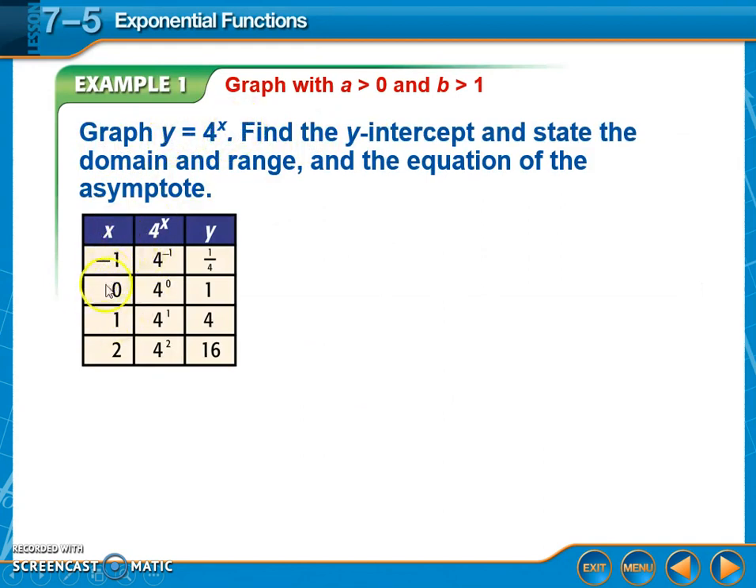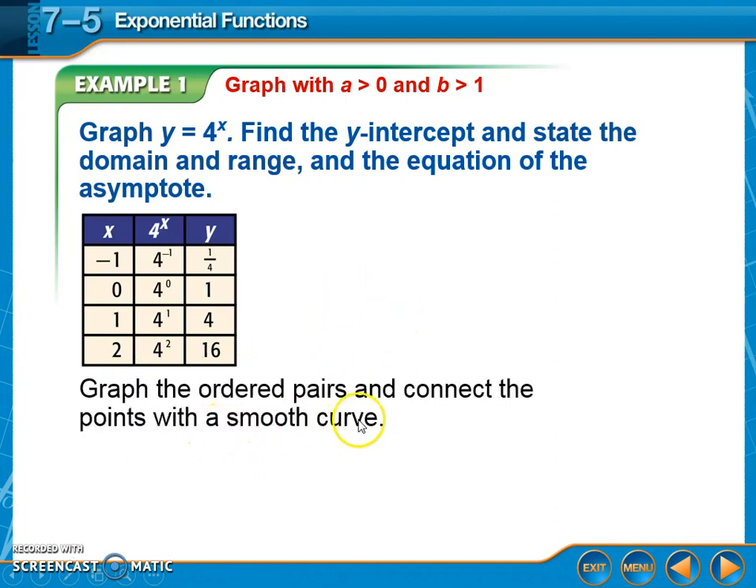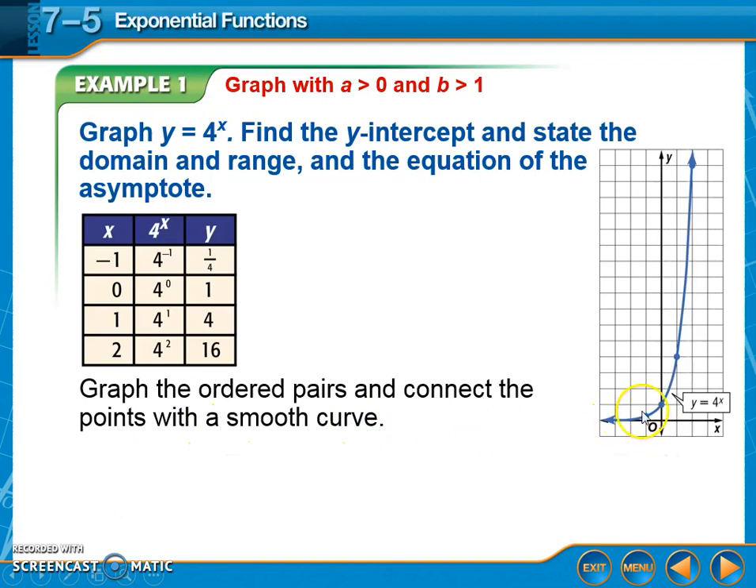Now, what we've got here is just a little xy chart. And so they said that x is -1. Well, 4 to the negative first power is 1/4. If x is 0, 4 to the 0 power is 1. When x is 1, y is 4. When x is 2, y is 16. So this isn't going to be linear. It's not a quadratic yet, but we're almost there. This is an exponential. It's going to have big growth right there.